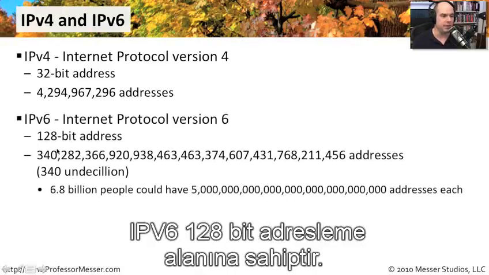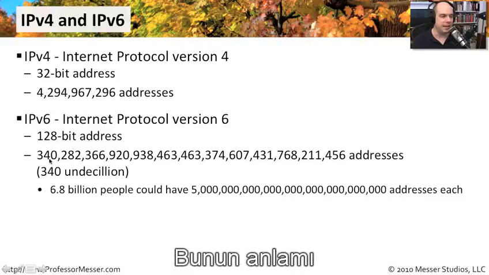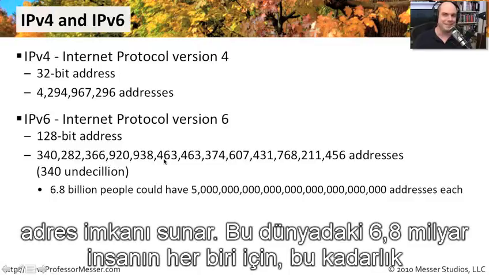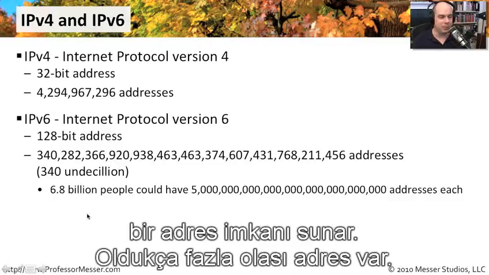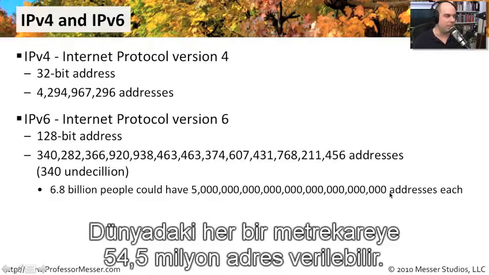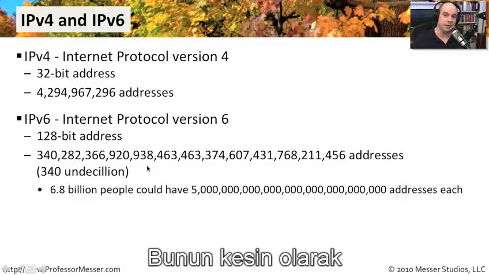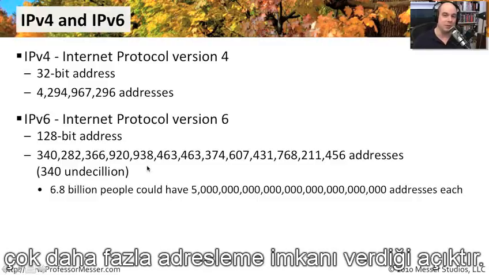IPv6 has a 128-bit address space, which means I can have about 340 undecillion addresses out there. That's quite a few addresses to have. For the 6.8 billion people on the planet, they could have this many addresses each. If we took every square meter of the Earth's surface, we can have 54.5 million addresses in every square meter on the planet Earth if we're using IPv6. So that certainly allows us to have many, many more addresses available.